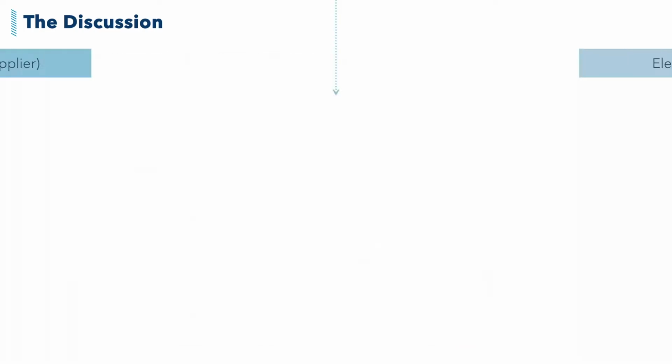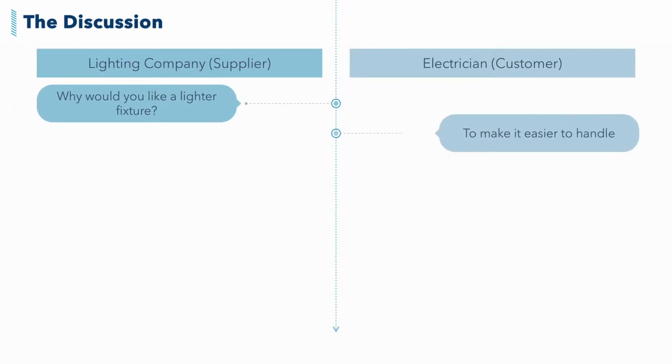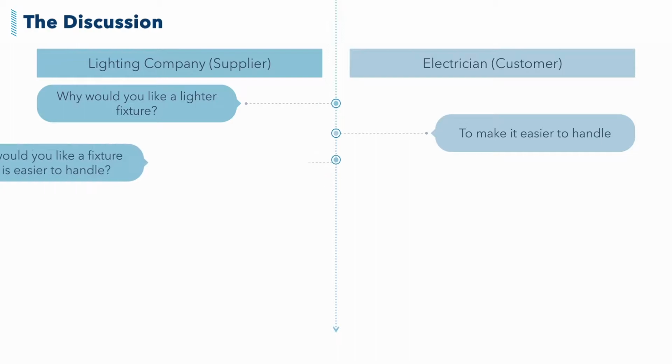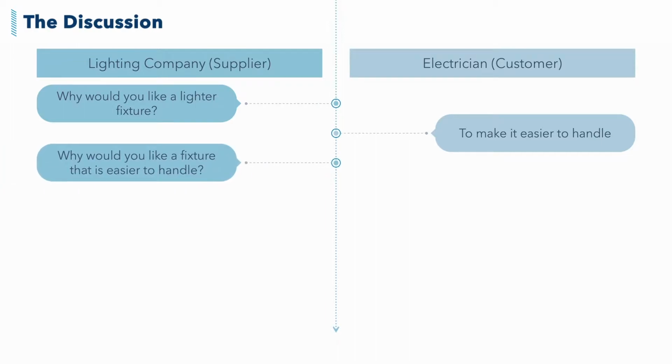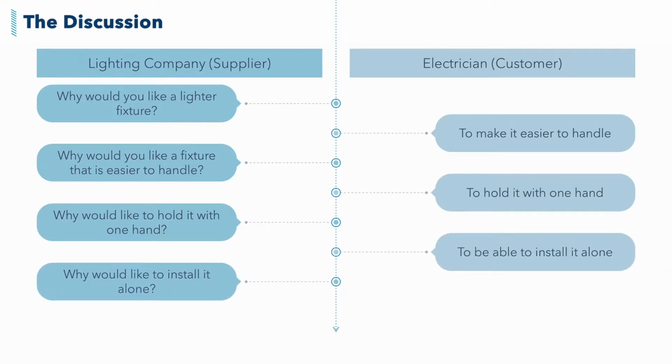To come back to the light fixture example, by repeatedly asking why to the electrician who made the installation, the lighting company arrives at the underlying root cause of the request. Why would you like a lighter fixture? To make it easier to handle. Why would you like a fixture that's easier to handle? To make it easier to install by holding it with one hand. Why would you like it to be easier to install with one hand? To be able to install it alone. Why would you like to install it alone?